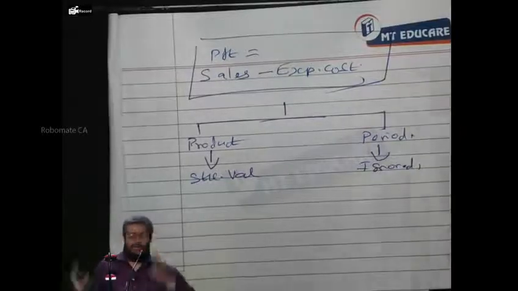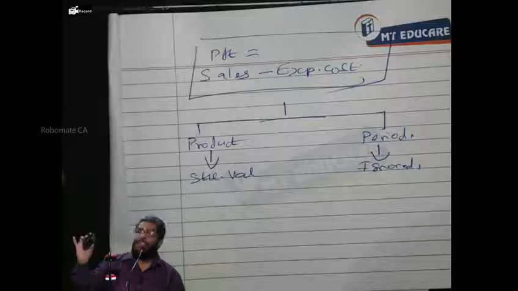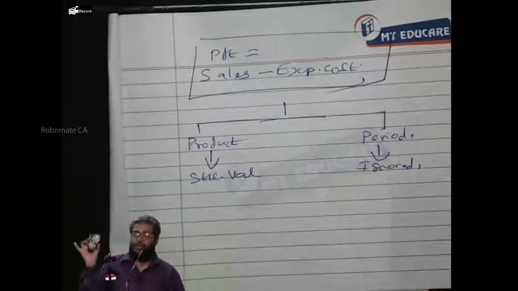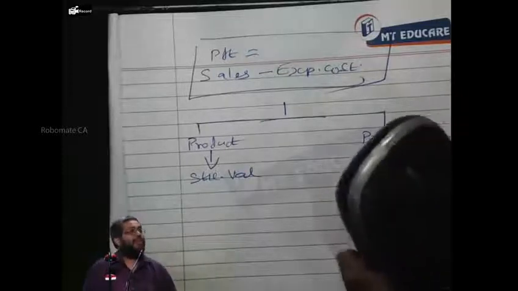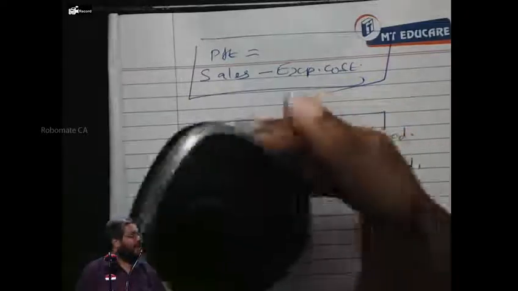For example, a mouse is produced. I have spent some cost to produce it, or not? If the mouse is sold, that cost becomes cost of goods sold. If the mouse is not sold, it becomes closing stock. That's simple, right or not?